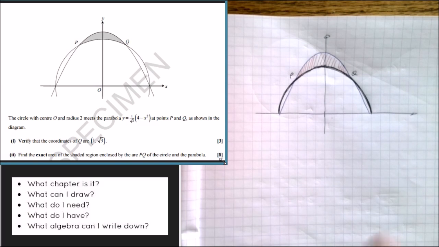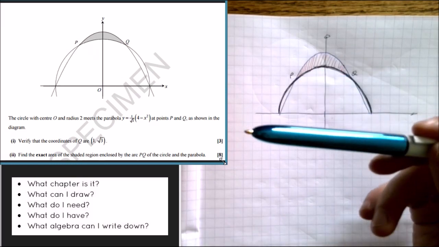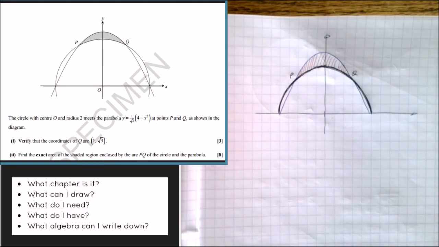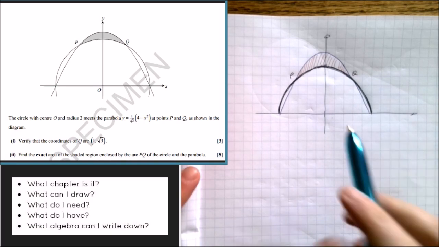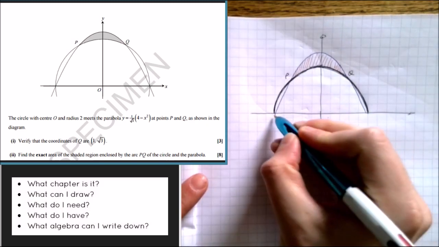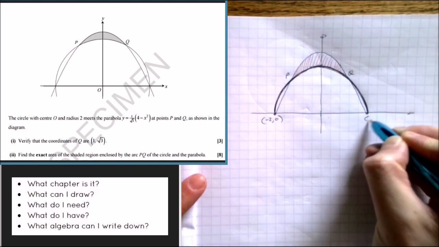Okay, what chapter is it? Now you should have noticed that this isn't just the coordinate geometry chapter we were doing before. I reckon it's going to include some integration because we're asking for the area below a parabola. So already my integration brain's working since I've asked myself that. What can I draw? What can I add to this diagram that's already given to me? Well, the circle's got radius 2, that's not on there yet. So this is going to be negative 2, 0, and this is going to be 2, 0.